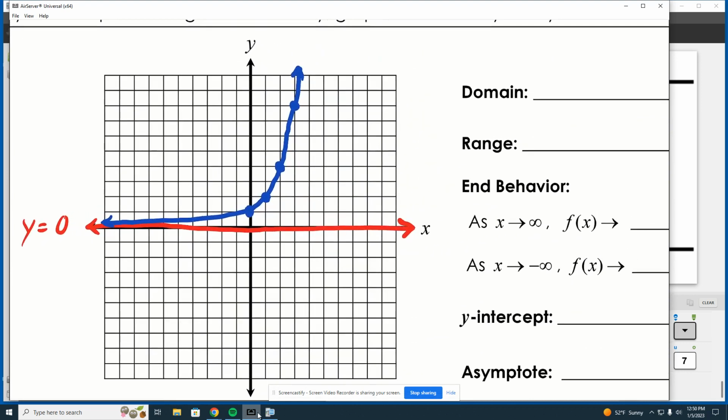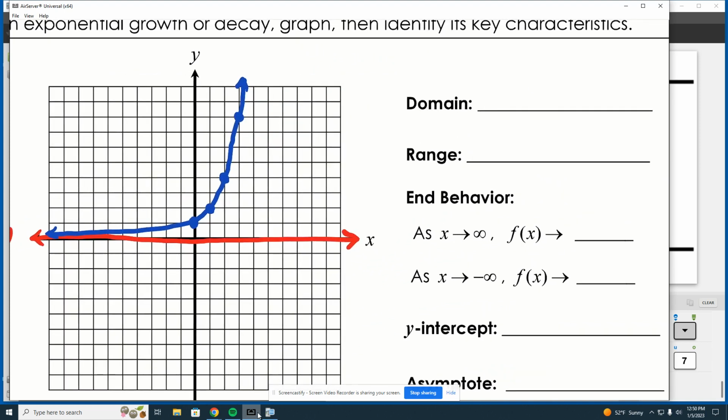Now, let's talk about things that we've talked about a bunch before. Domain. Will this thing ever stop going left? Will it ever stop going to the right? Okay, that's easy. It can go left and right forever. Unlimited. But what about my range? It can't go below the asymptote. So 0 to positive infinity, because it can go above that forever.